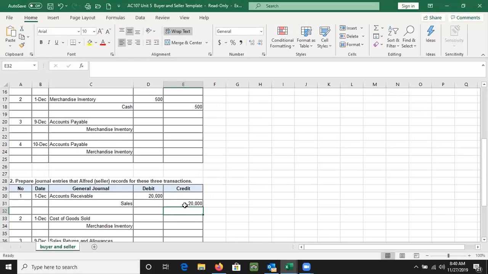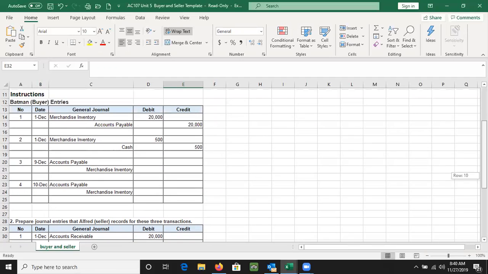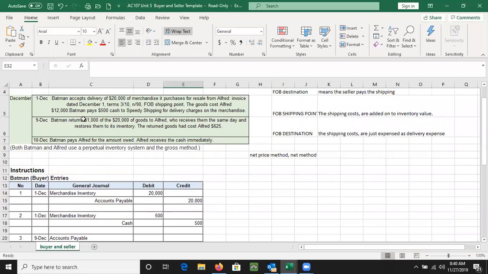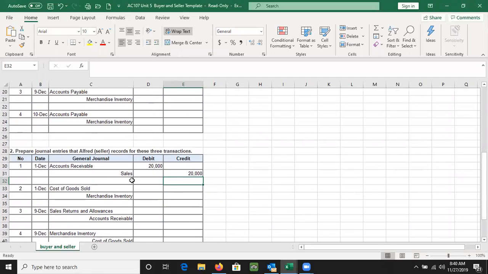What the seller must account for is the fact that inventory is leaving their business. So the value of their inventory, the value of Alfred's inventory, is decreasing. And that's where the second line comes into play, or the third line. Alfred originally paid, or the goods originally cost Alfred $12,000. So that's the cost of goods sold for Alfred. So when inventory is sold, you recognize an expense, cost of goods sold. It doesn't say expense, but it's an expense account. And you recognize the decrease in the inventory, $12,000.